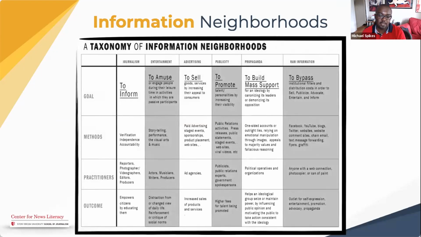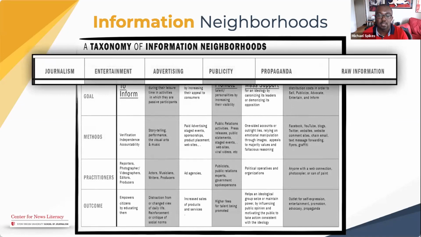What I'm showing you here, the Center for News Literacy has developed a taxonomy of information neighborhoods that highlights six different media genres. They include journalism, entertainment, advertising, publicity, propaganda, and raw information. Now, I will admit that propaganda is somewhat of a loaded term, so I might almost call that more information with the intention to persuade.